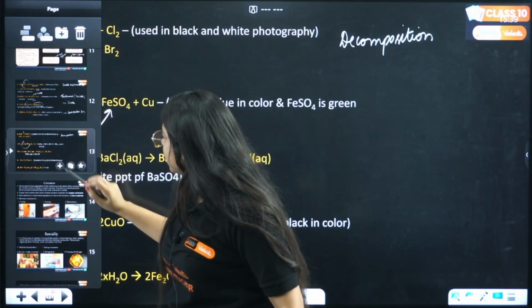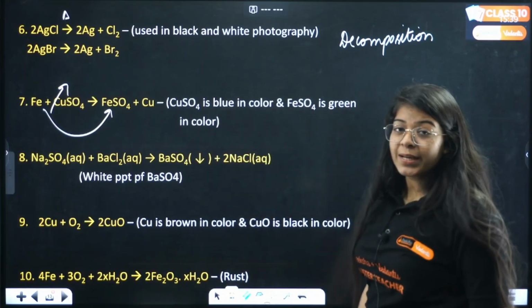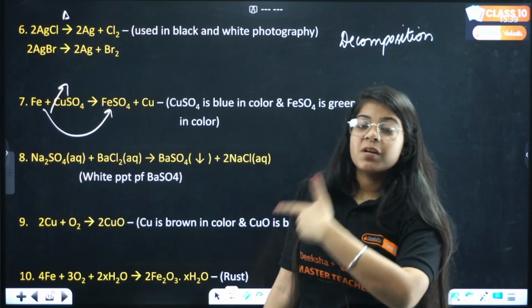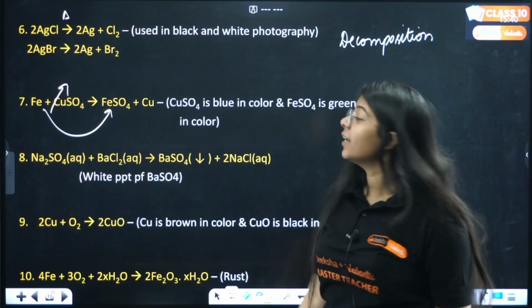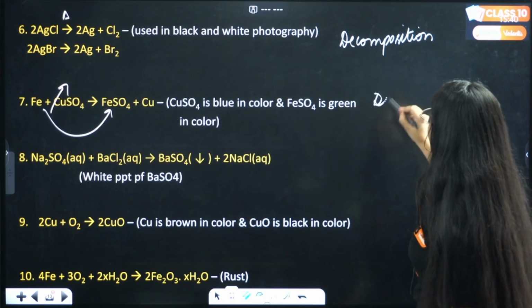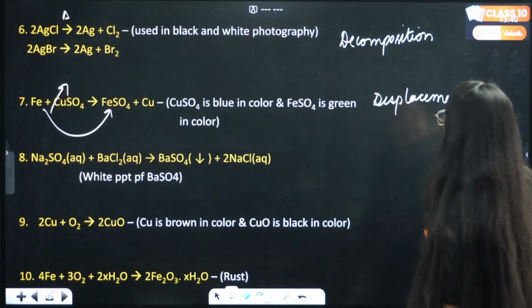Where are we? Yes, here we are. Okay, so copper sulfate is blue in color. When we add iron, the iron displaces copper out. It becomes FeSO4, which is green in color. Now this is what? This is a displacement reaction.